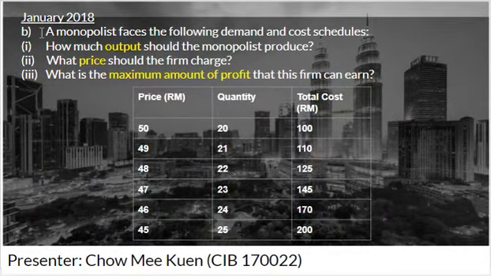B. A monopolist faces the following demand and cost schedules. First, how much output should a monopolist produce? Then what price should the firm charge? And what is the maximum amount of profit that this firm can earn? By looking at this table, we have to find the total revenue, marginal revenue, and also the marginal cost.